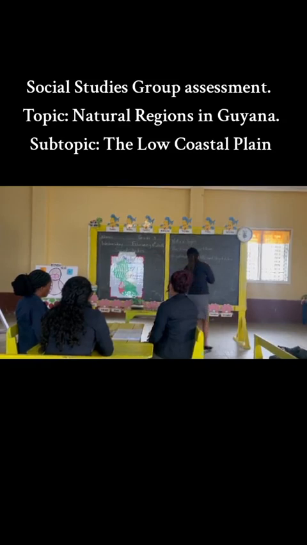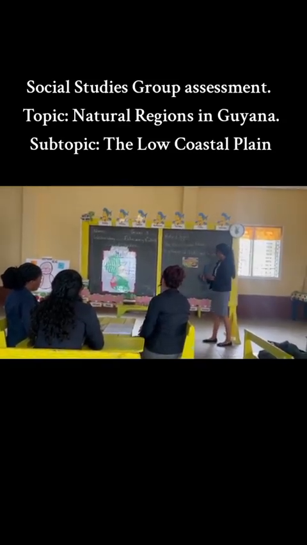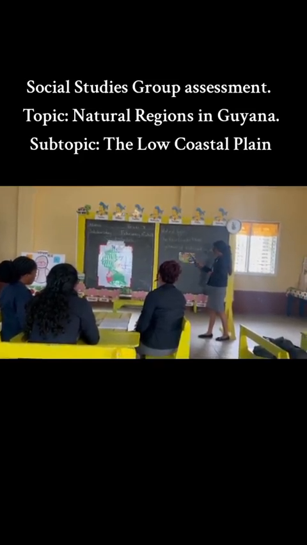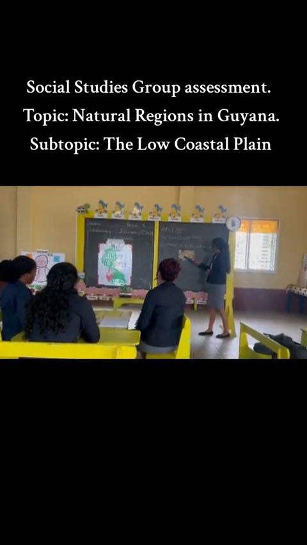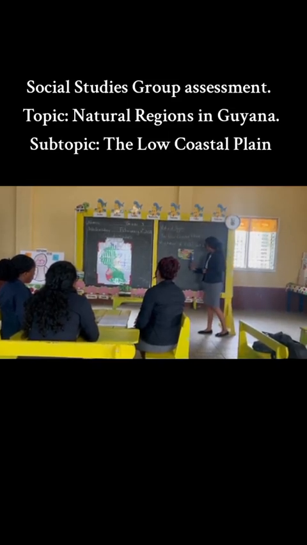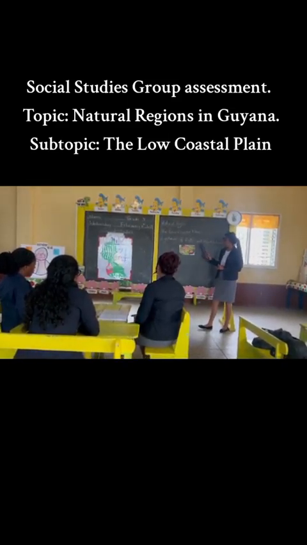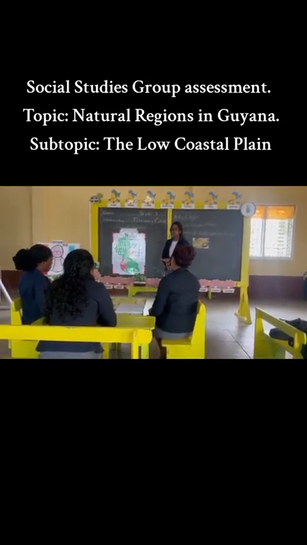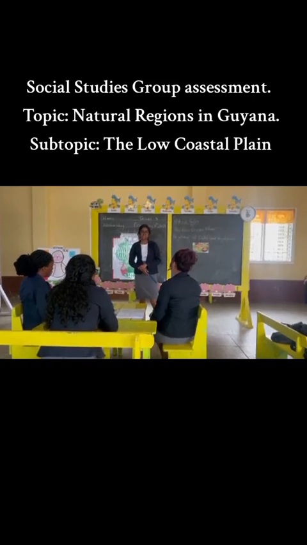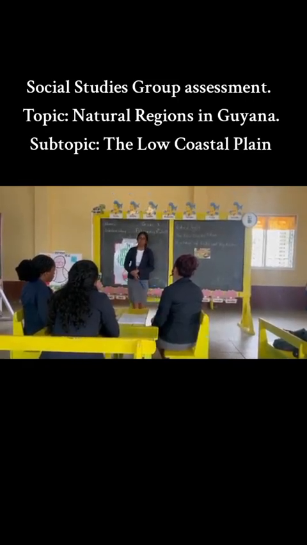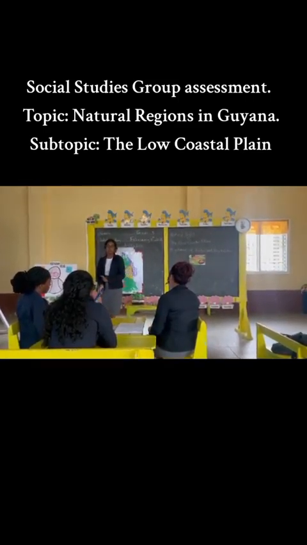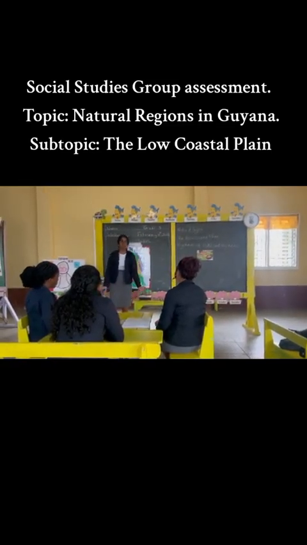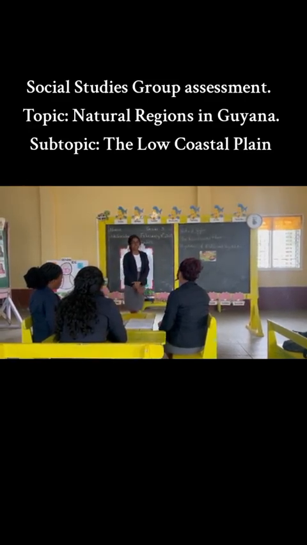Here I have some examples of fruits and vegetables grown on the low coastal plain. We have sugar, we have mangoes, we have bora, cocoas, and we have many more items. Good. Any questions? Any questions? No. So, fruits and vegetables are important to us humans because we know they help to make us strong and healthy.